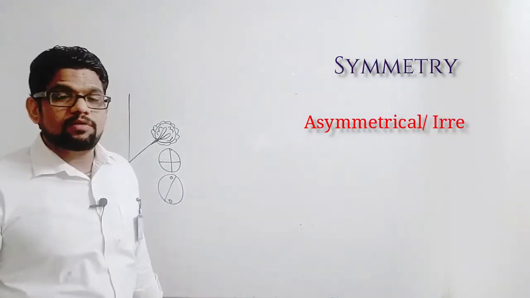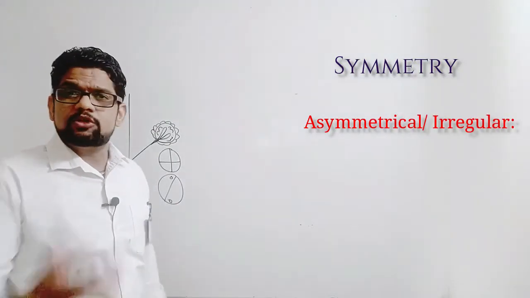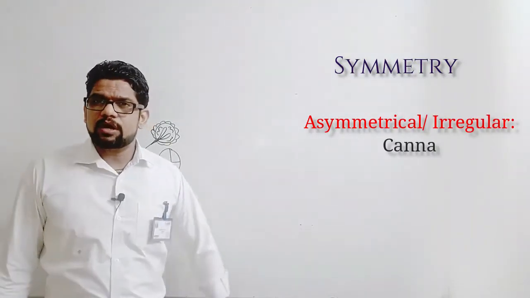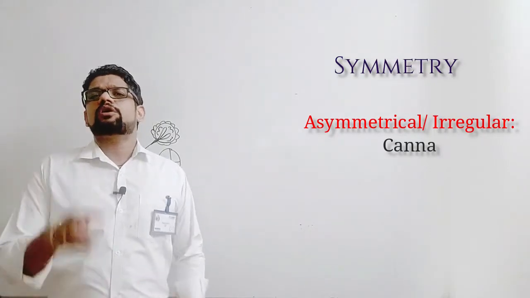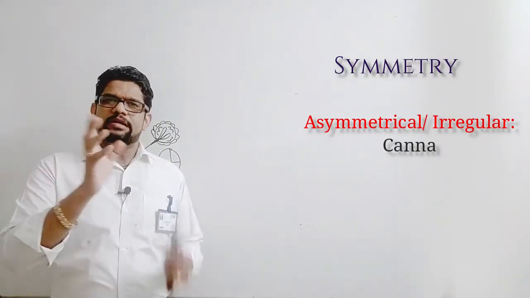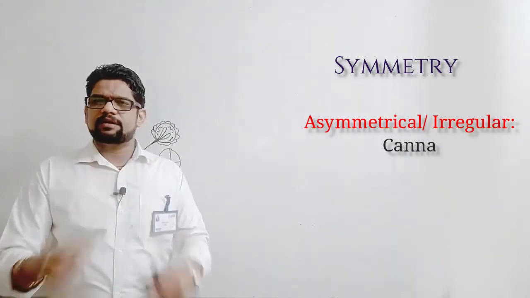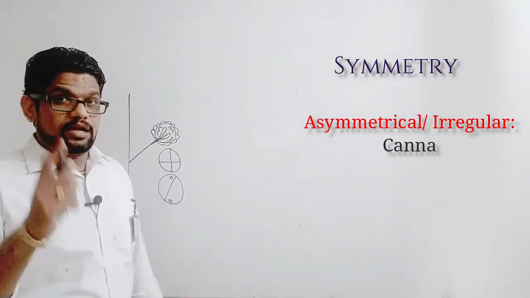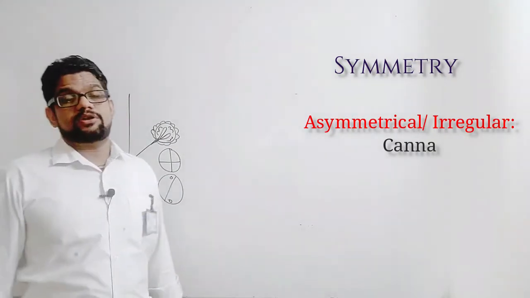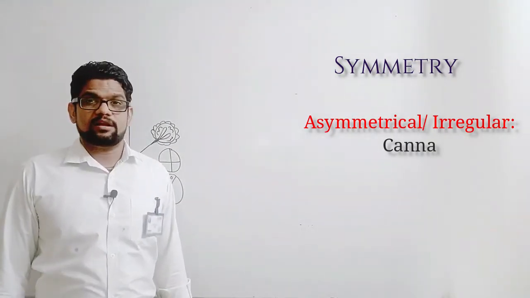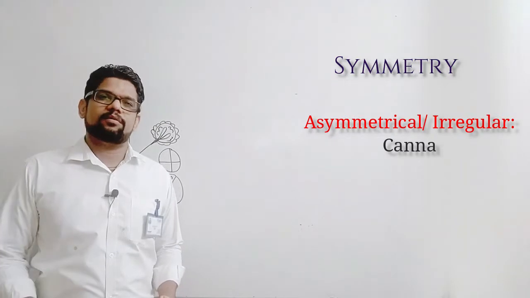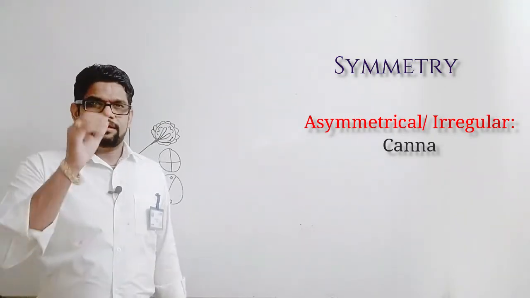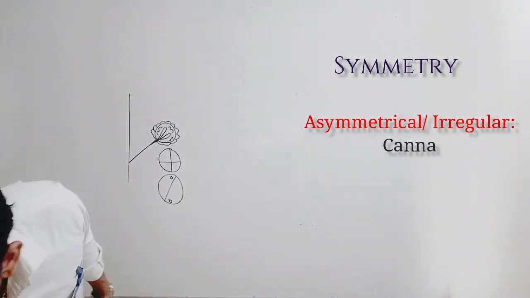Some flowers can be asymmetric, asymmetrical or irregular, as in the case of canna. There is no symmetry. You are unable to cut that flower into equal halves. Different petals are there, so you are unable to do that, as in the case of canna. Clear? They are showing asymmetry. They are asymmetrical or irregular flowers. Clear? Okay, some more terms are here.